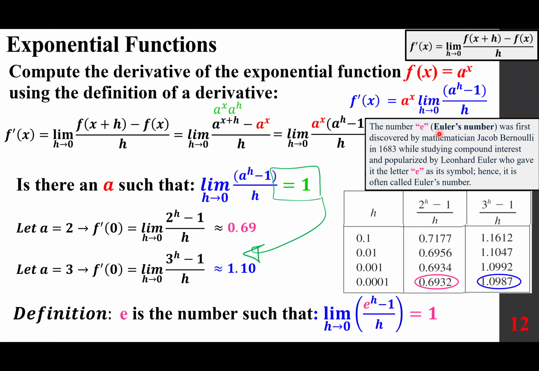The number e, also known as Euler's number, was first discovered by mathematician Jacob Bernoulli in 1683 while studying compound interest, and popularized by Leonhard Euler, who gave it the letter e as its symbol. Hence, it is often called Euler's number.